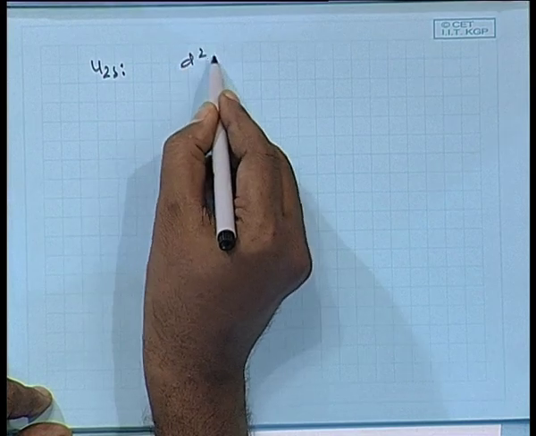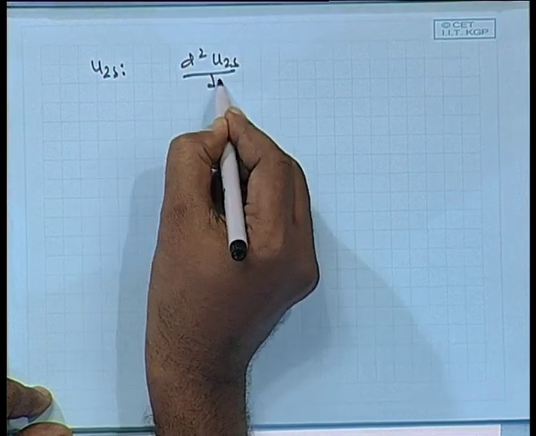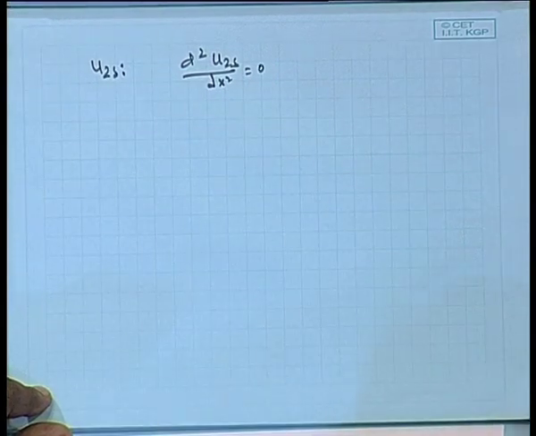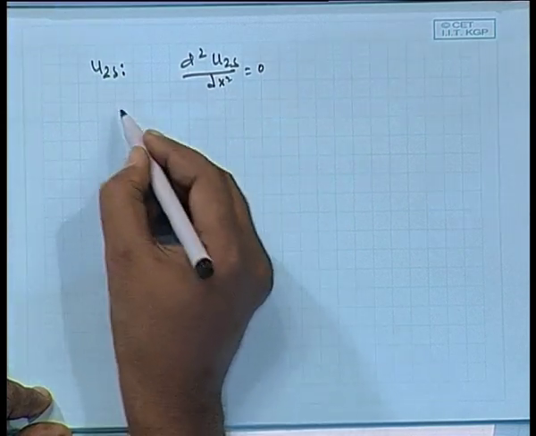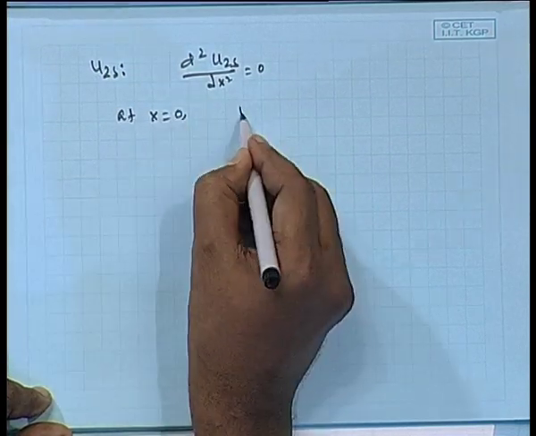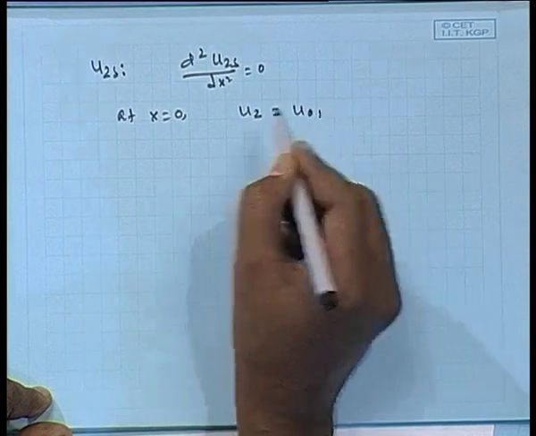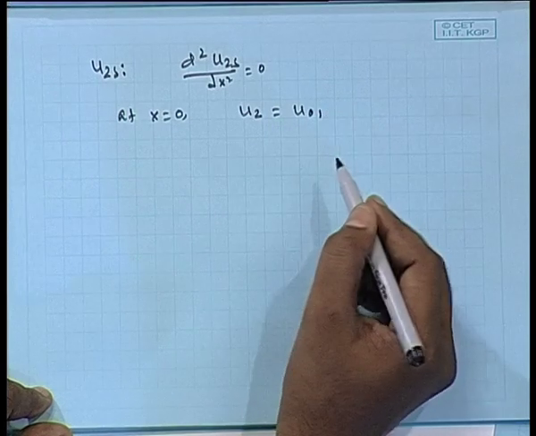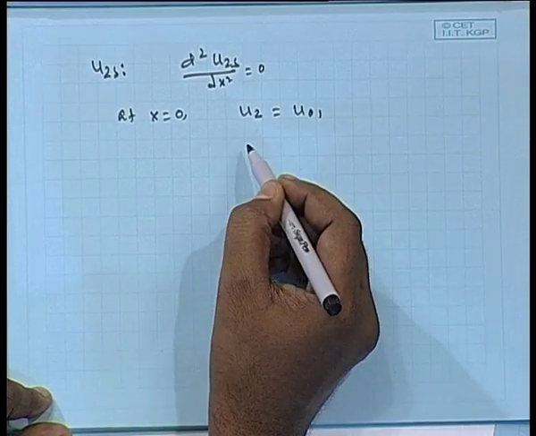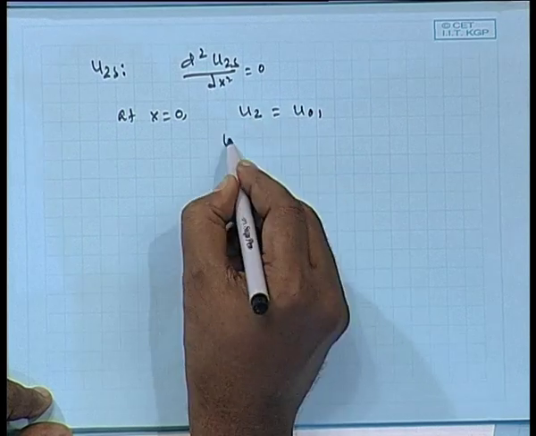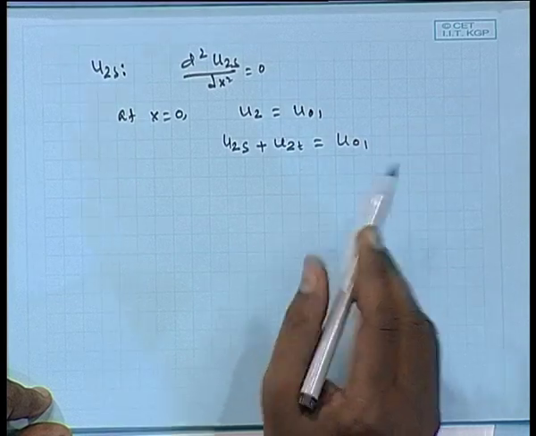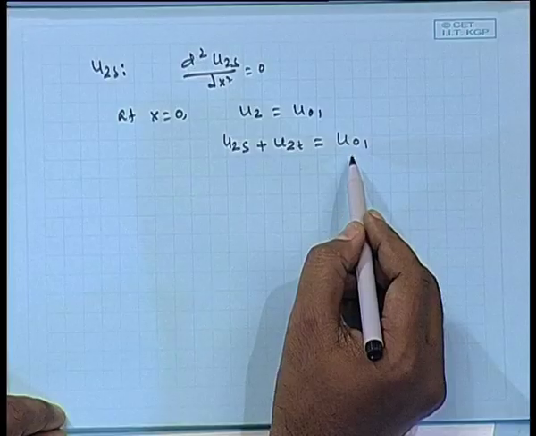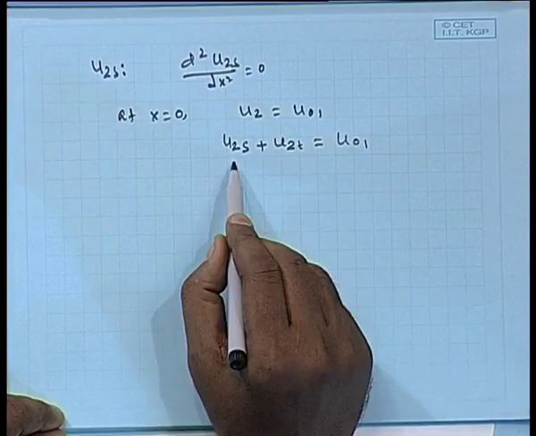The governing equation is d square U2s dx square is equal to 0. Your original problem was, at x equal to 0, U2 is equal to U01. That was your original problem for the part U2, for the second problem. And U2 we are dividing into U2s plus U2t. So, it will be U2s plus U2t is equal to U01. Now, here lies the trick. You collect the terms and let the non-homogeneous part of your boundary condition go away with U2s.